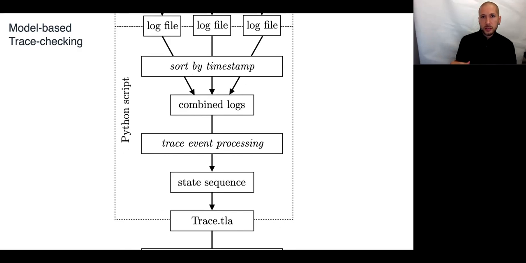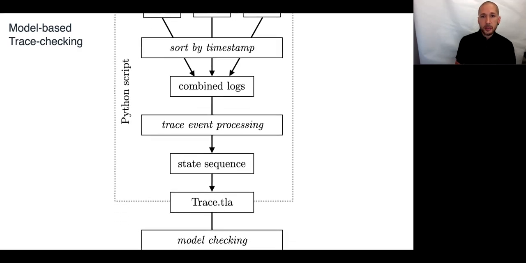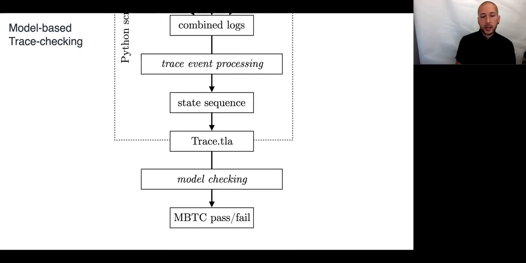Once we have the combined logs, we have a Python script which parses the logs and creates a state sequence that expresses all of the state transitions for the system as a whole. We then output that state sequence as a TLA+ data structure, and we use the model checker to check if this was permitted by the spec.